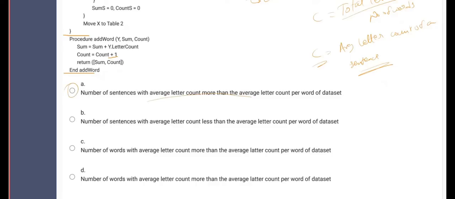Okay, let us put this on hold. With less than, no, this is not less than. Option B is a false option.